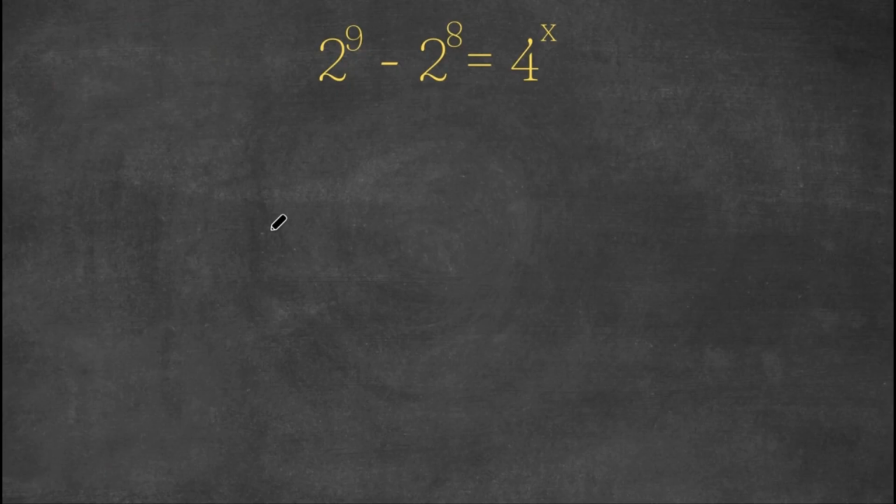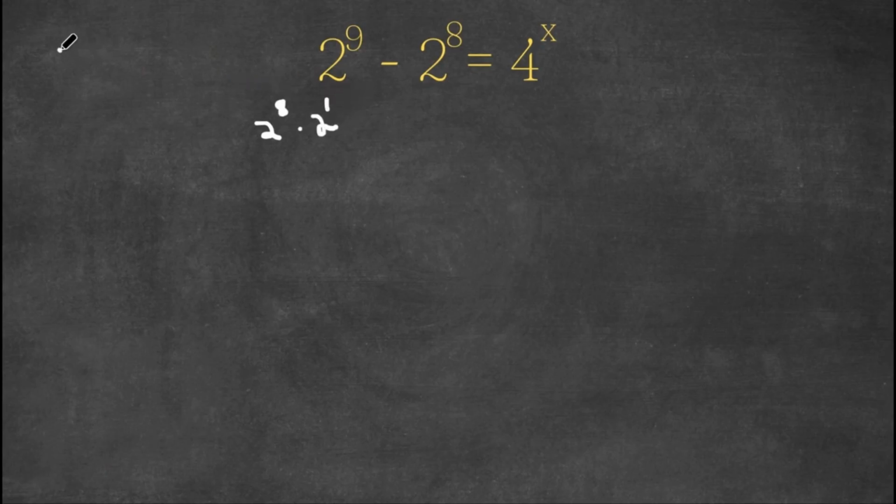In today's video, I'm going to be teaching you guys how to solve this exponential equation. So we have 2 to the power of 9 minus 2 to the power of 8 equals 4 to the power of x. Now what I'm first going to do is rewrite 2 to the power of 9 as 2 to the power of 8 times 2 to the power of 1.